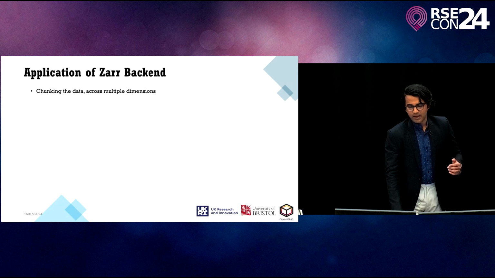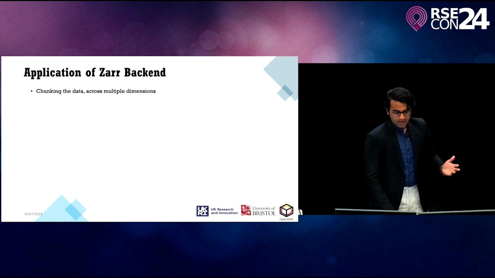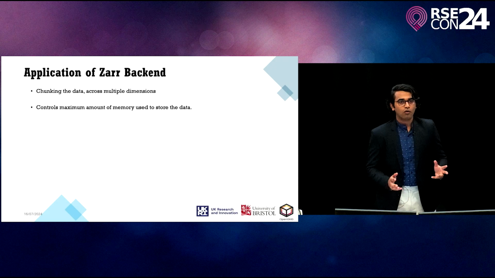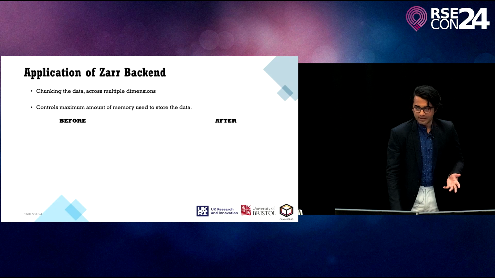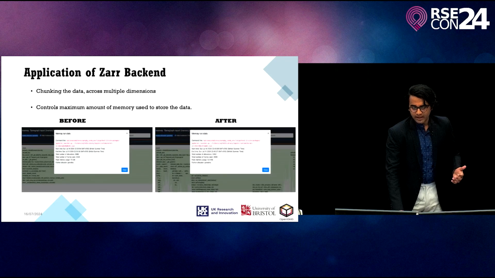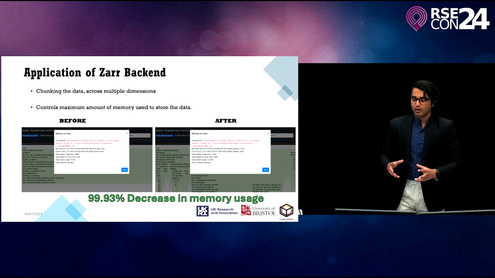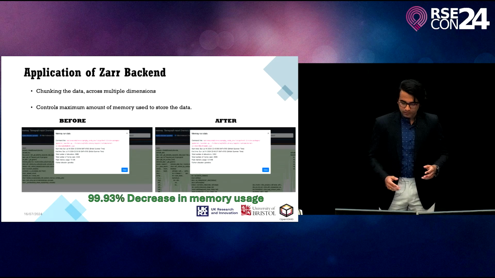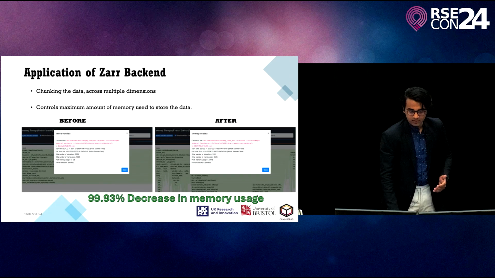So recently we applied Zarr on our data objects that were created on our data sources. It allowed us to chunk the data across multiple dimensions and helped us to control the amount of memory that we were using. And after doing a before and after comparison of the application of Zarr, we found that there was a 99.93% decrease in memory usage, which was a significant development, because for the high frequency data that is gathered, there were memory issues arising on the HPC network, but with this, those were resolved.